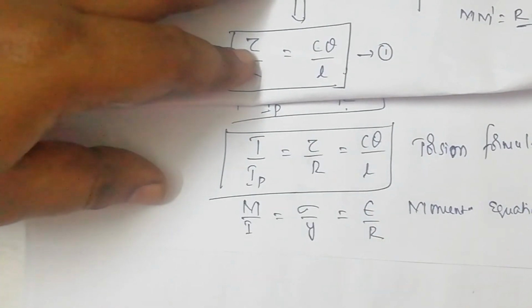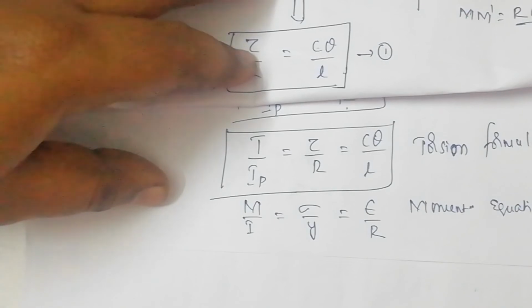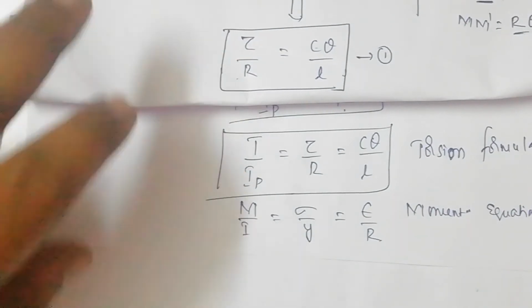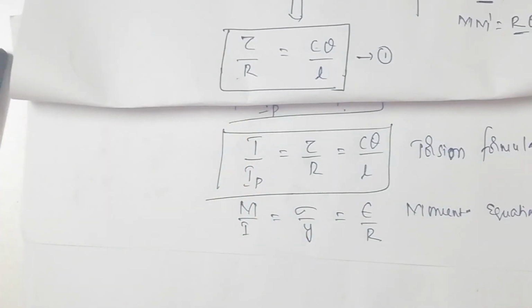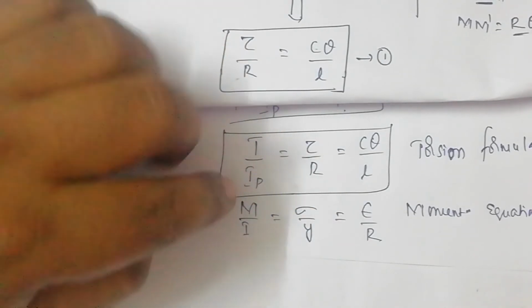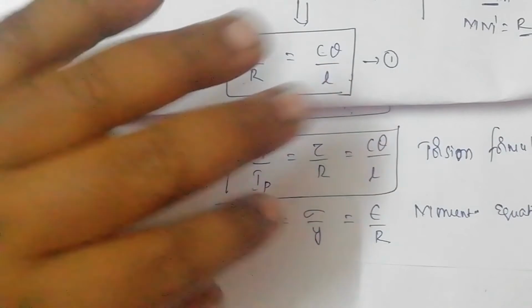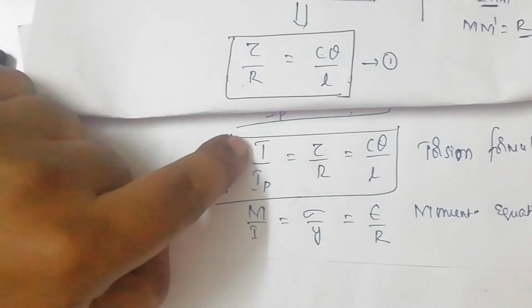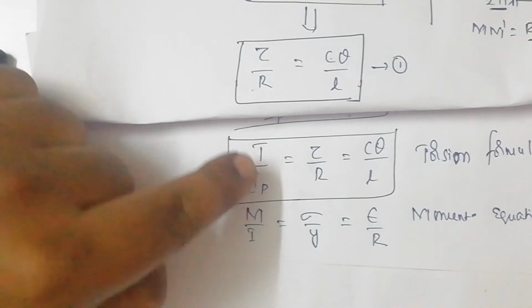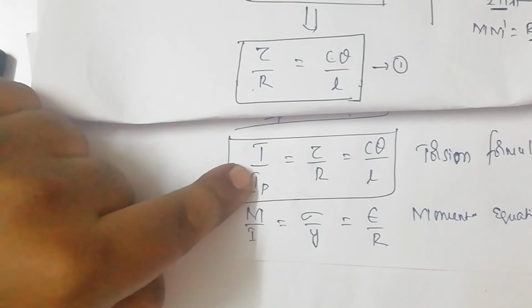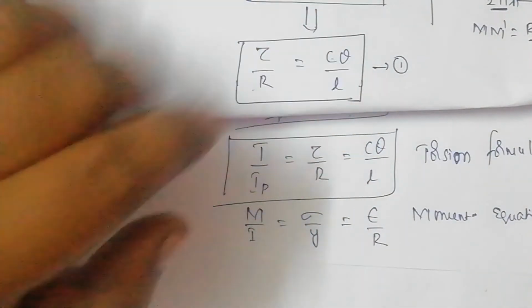These two formulas are your base for your third and fourth unit. Torsion is your fourth unit, moment is your third unit. So in this way you have to remember M by I is equal to sigma by y is equal to E by R. Similarly, T by IP is equal to tau by R is equal to C theta by L, where T is torsion and IP is polar moment of inertia.